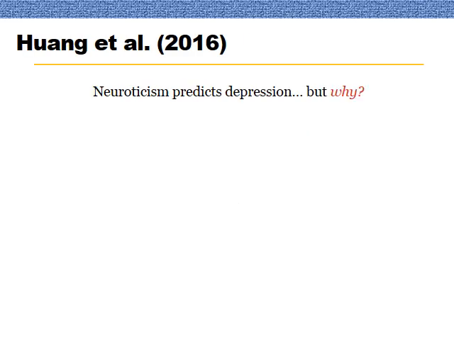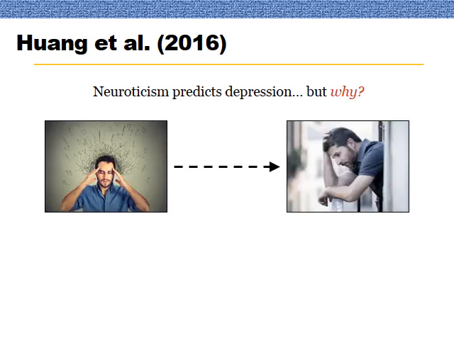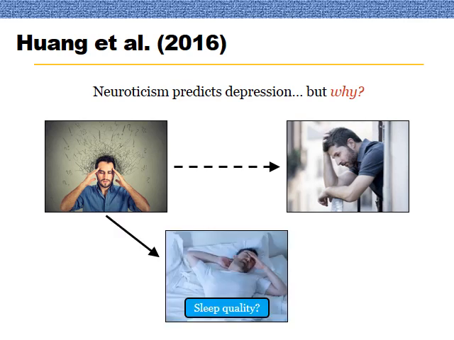Two more quick examples to illustrate the limitations of what mediation can and can't do. These researchers found that there was an overall relationship between neuroticism and depression. People who were more neurotic tended to also be more depressed. But why does that relationship exist? These researchers hypothesized that that relationship might be explained by differences in sleep quality. Specifically, they predicted that people who were more neurotic would get lower quality sleep, and in turn, people who got lower quality sleep would be more depressed.